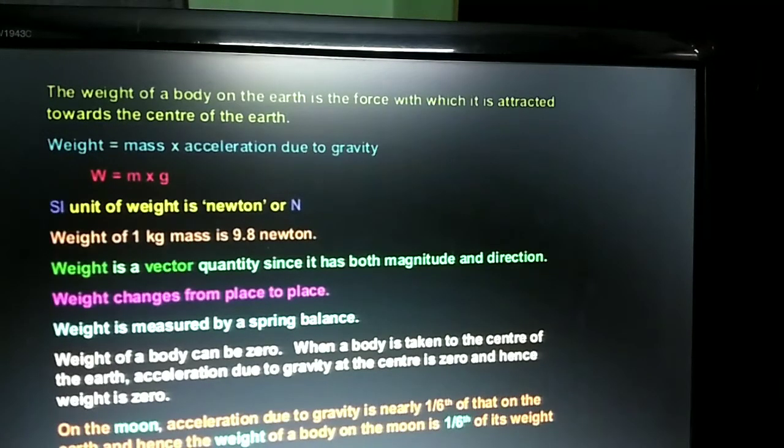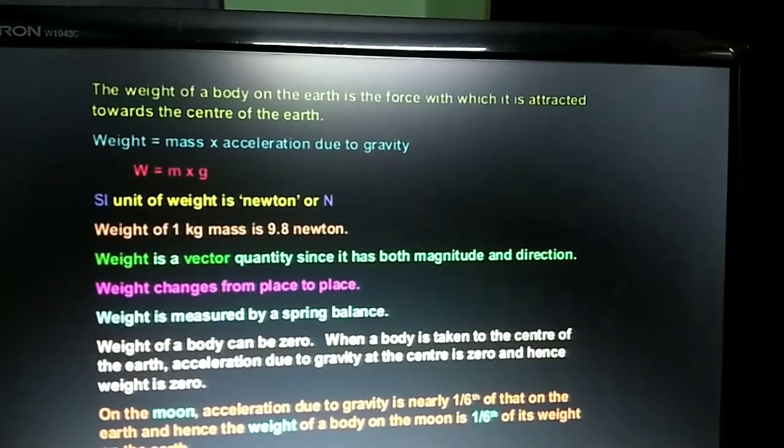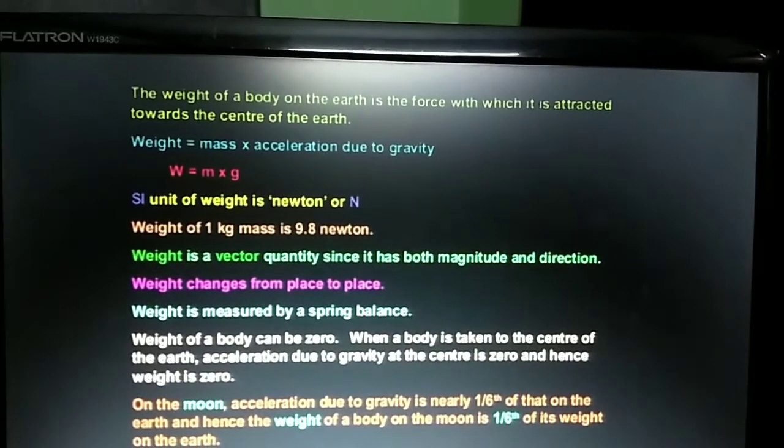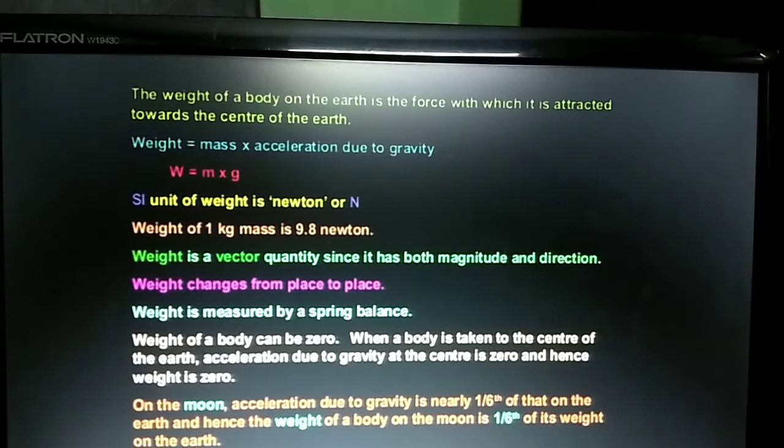Weight changes from place to place. Weight is measured by a spring balance. The weight of a body can be zero. When a body is taken to the center of the earth, acceleration due to gravity at the center of the earth is zero and hence weight is zero. On the moon, acceleration due to gravity is 1/6 that of the earth and hence the weight of the body on the moon is 1/6 of its weight on the earth.